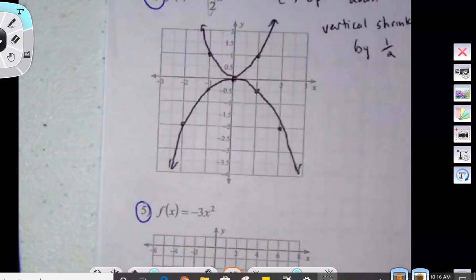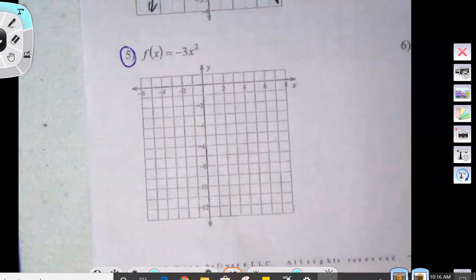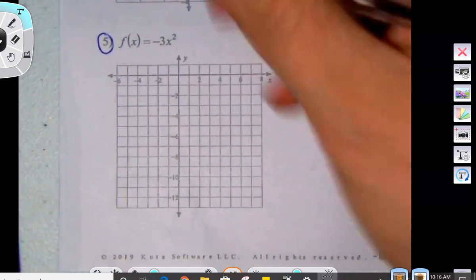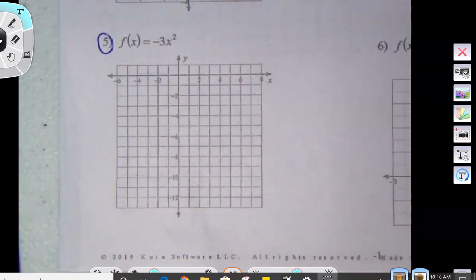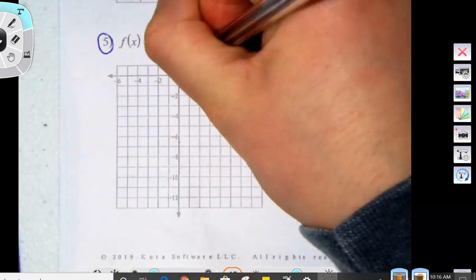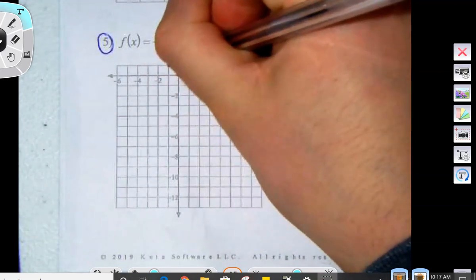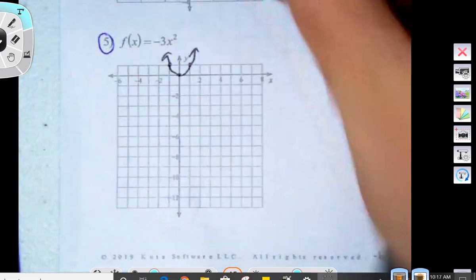Last one on the first page that I'm going to look at, and then we'll keep on going. So we have negative 3x squared. The parent function, again, we know is x squared. So we have 0, 0. I can also graph 1, 1 and negative 1, 1, but I don't have anything else that I can graph, so we'll just roll with that. So there's our parent function.